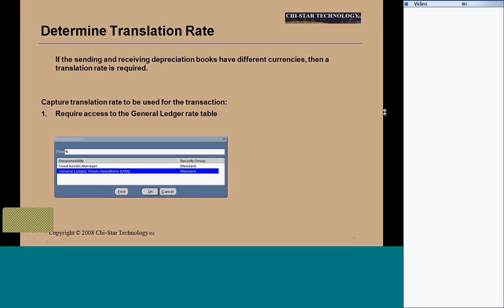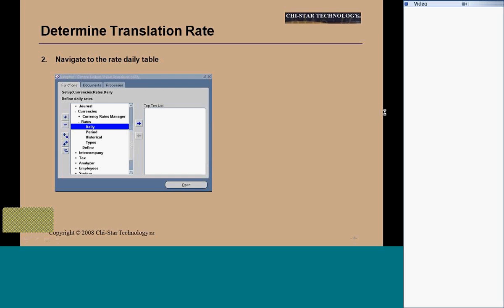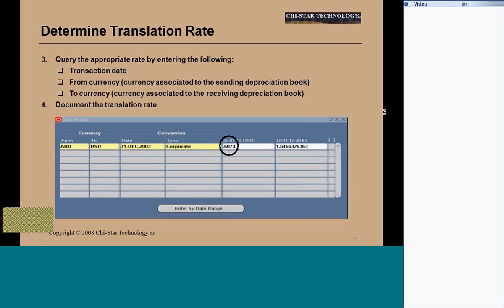Once I determine how I'm going to financially put that asset on my books, I need to determine that we need a currency translation rate. So in the general ledger system, I need to grab what the translation rate is. I'm going to go into my general ledger system, go into my rates, daily tables. I'm going to identify the to and from currency. This transfer is happening from Australia to the U.S. dollar, so I need to grab that exchange rate.